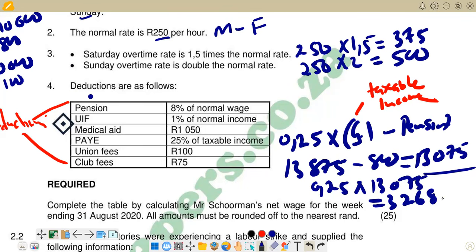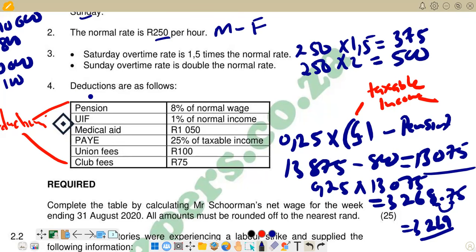3,268.75. And obviously we have to round it off to the nearest rand since we've got some commas there. So we come here, nearest whole number, and then we check behind it, we've got a 7, which is above 5. So it's going to change this one to 9. So it becomes 3,269. So that's what we have there. So for pay as you earn, that's the figure that we're going to enter there.